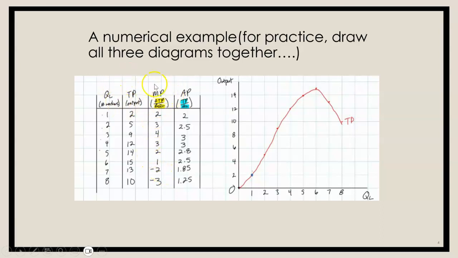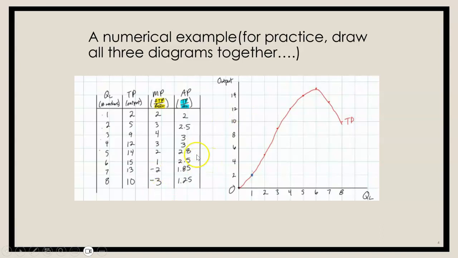Notice also, even if I told you the average product was 2.5 and there were 6 workers, you could figure out what total product was because you could take 2.5 times 6 equals 15. It's not as easy to get from average product and marginal product directly. But you can always get back to total product and figure out the other two, or you can use marginal product to get total product and then calculate average product.